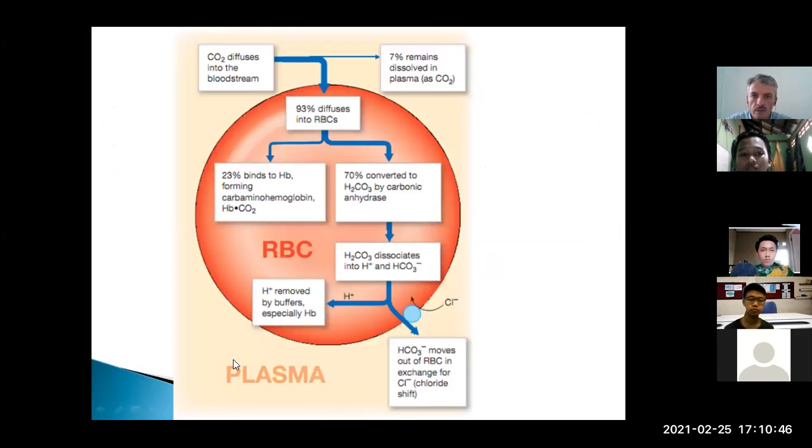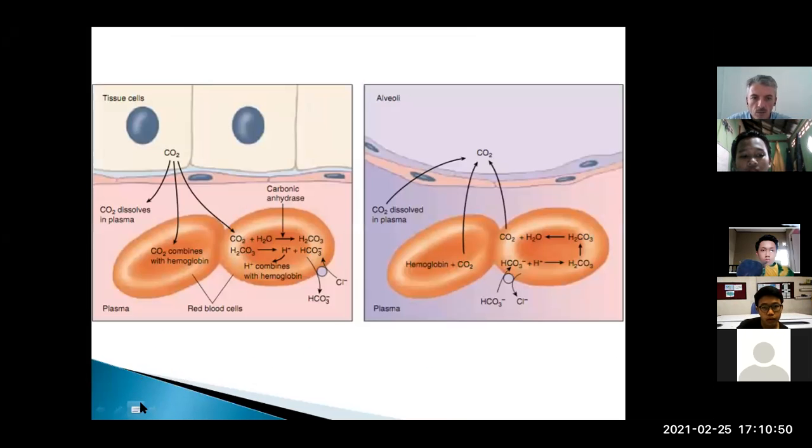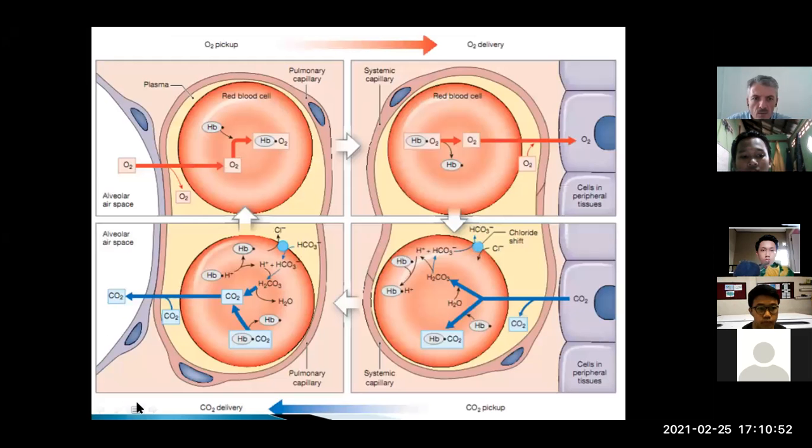Oh, I didn't write it there, but it's here. Nope, not here. Wait, don't worry, it should be somewhere here. CO2. Yeah, here. Looks complicated, don't worry. Just look at this one, the left upper corner. Alveolar space, alveolus. This is alveolus.